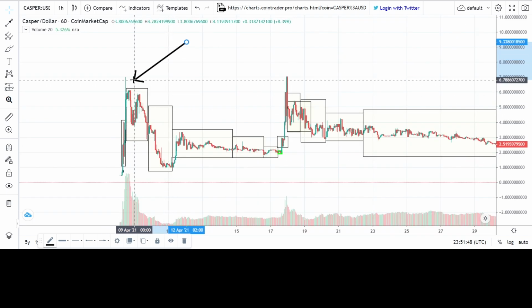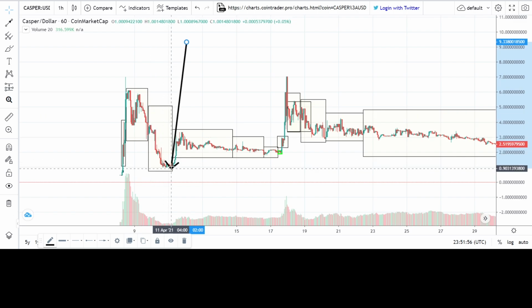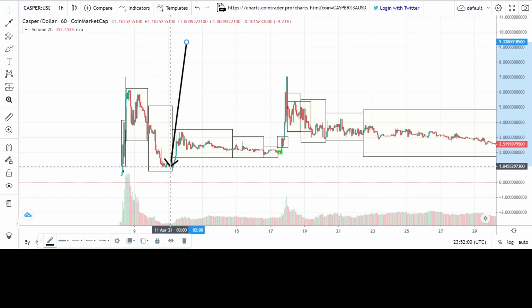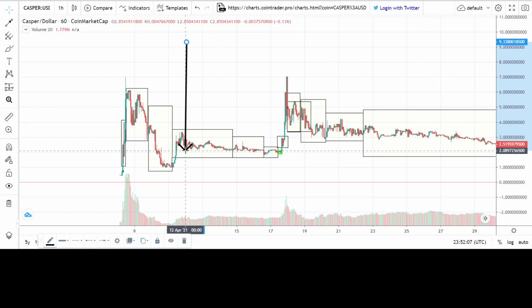So after this move up, price retreats. It does this structure, which consists of several waves. After this completes, it breaks to the downside and comes to a termination. The termination point of this break to the downside is a bounce. We could see that here. Casper then enters a new season, if you will, which is a sideways, range-bound time.